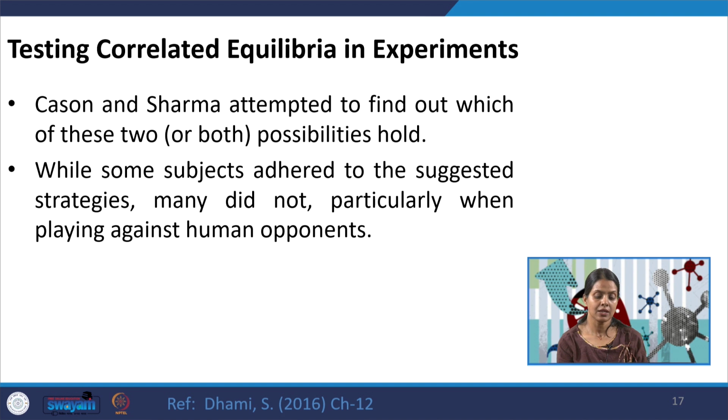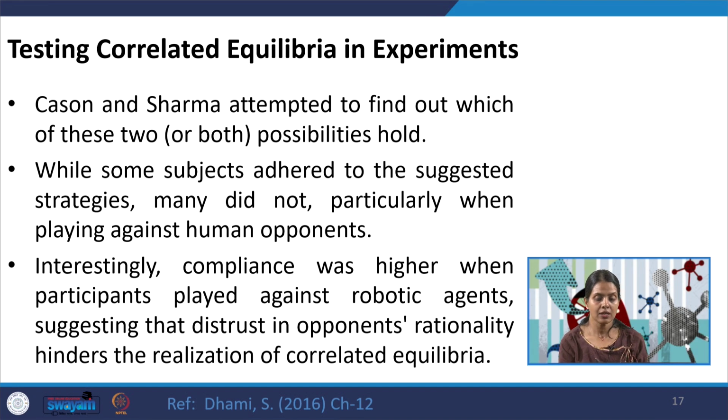While some subjects adhered to the suggested strategies, many did not, particularly when playing against human opponents. Interestingly, compliance was higher when participants played against robotic agents, suggesting that distrust in opponents' rationality hinders the realization of correlated equilibria. So, this is something we discussed in the very beginning, that people do not have trust in the rationality of other individuals, which again was established by these researchers.